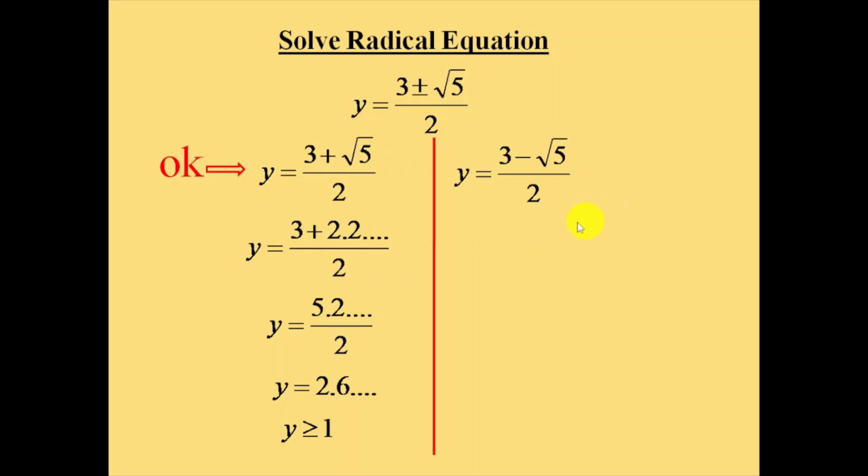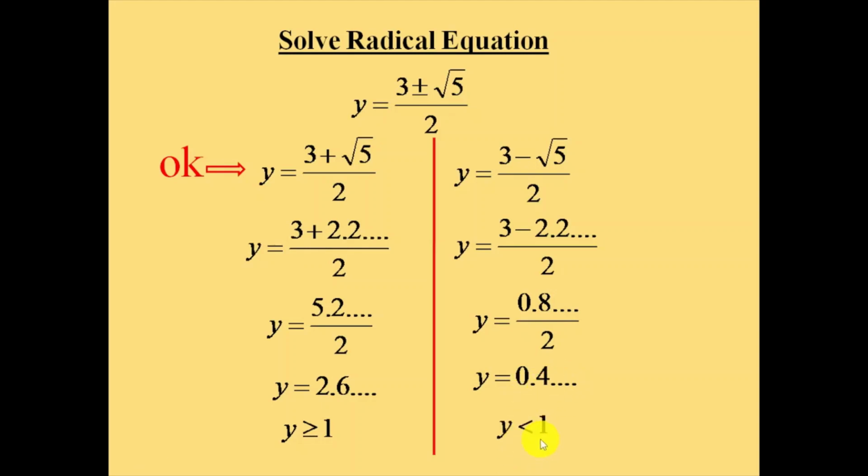Now go to the second part: y is equal to 3 minus square root of 5 by 2. In the same way, 3 minus square root of 5, which is 2.2, 3 minus 2.2 is 0.8. So y is equal to 0.8 by 2, which is 0.4. We can clearly see that this is less than 1, which is incorrect. Actually, we got the condition earlier that y is greater than or equal to 1. So this solution is incorrect, and we can ignore this part.